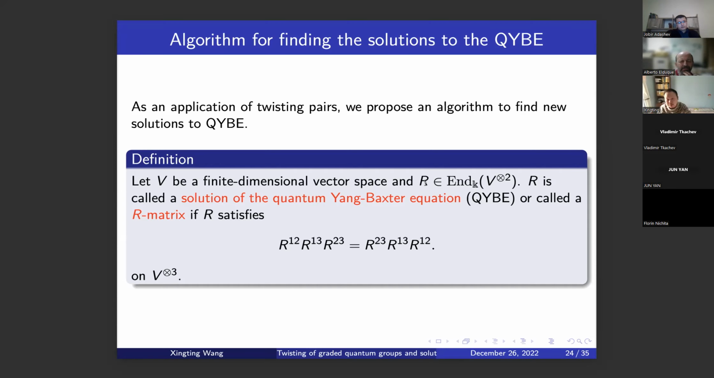Consider R as a flipping map, V tensor V to V tensor V. Then R is called a solution of the QYBE if, in the three tensors of V, we have these equations.